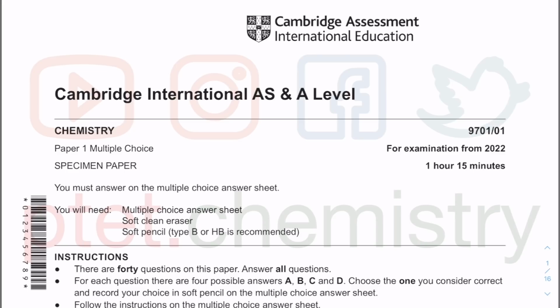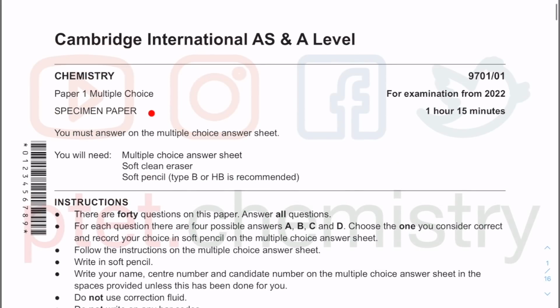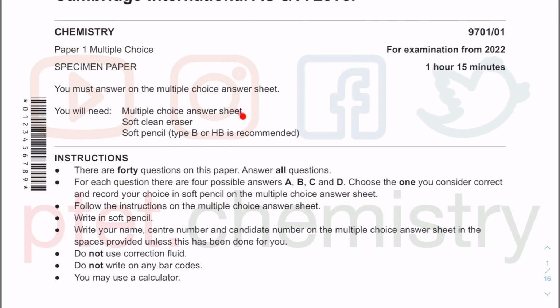So in this tutorial video, I'll go through the sample paper 2022 for this 9701 Cambridge International paper 1. The examination format has changed in the sense that it's no longer 1 hour, it is now instead 1 hour 15 minutes. This is just a specimen paper. It's basically based on the new syllabus, which is not too different from the old ones, except that there is no more data booklet provided.